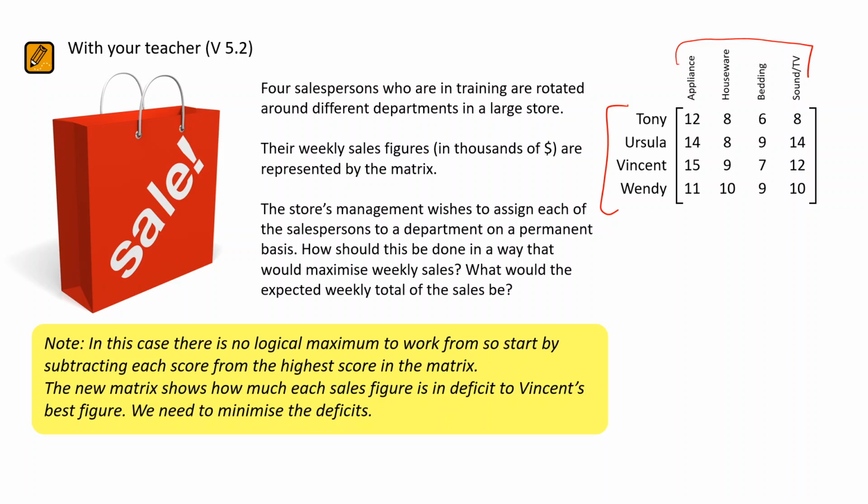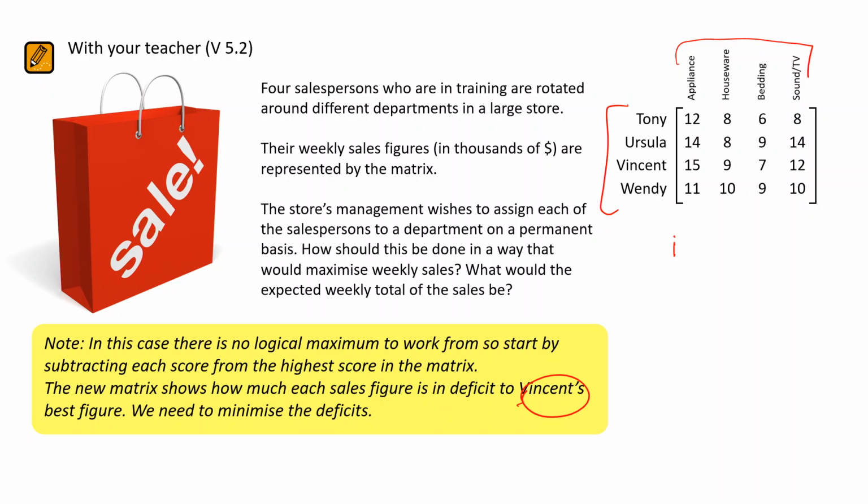So what we want to do is maximize the combination after they've done their training. We want to maximize the combination to try and sell the most amount of stuff in each department. So in the last example, we had a maximum score of 100%, but this time we don't have something like that, like it says here. So we're going to use Vincent's best figure because he sold 15,000. So we're going to assume that the maximum amount they can do is 15.